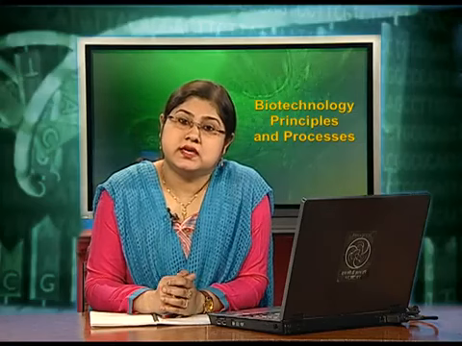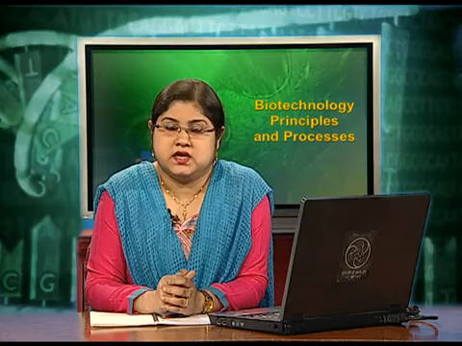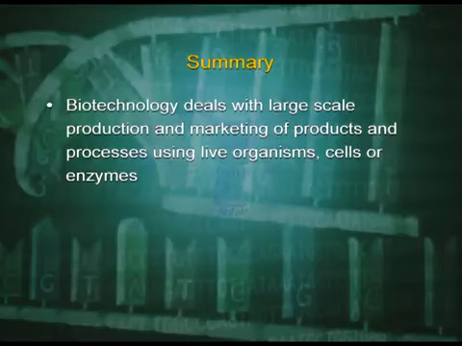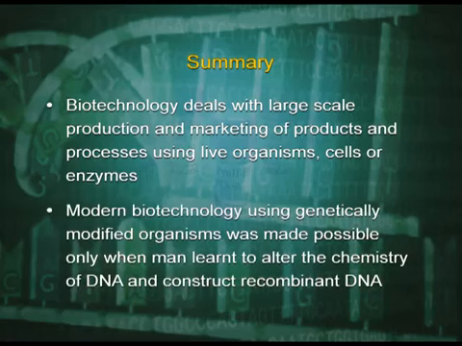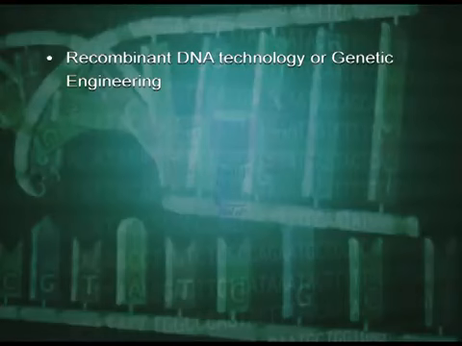So, dear students, now we have completed this chapter. Here we have discussed that biotechnology deals with large scale production and marketing of products and processes using live organisms, cells or enzymes. We have also studied that modern biotechnology using genetically modified organisms was made possible only when man learnt to alter the chemistry of DNA and construct recombinant DNA. This key process is called recombinant DNA technology or genetic engineering.